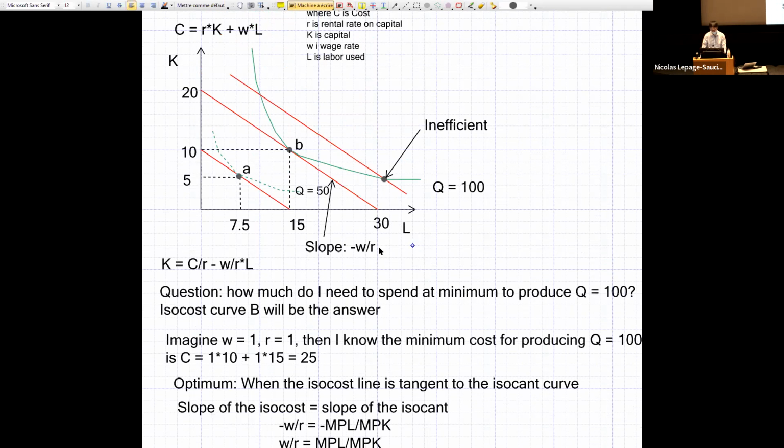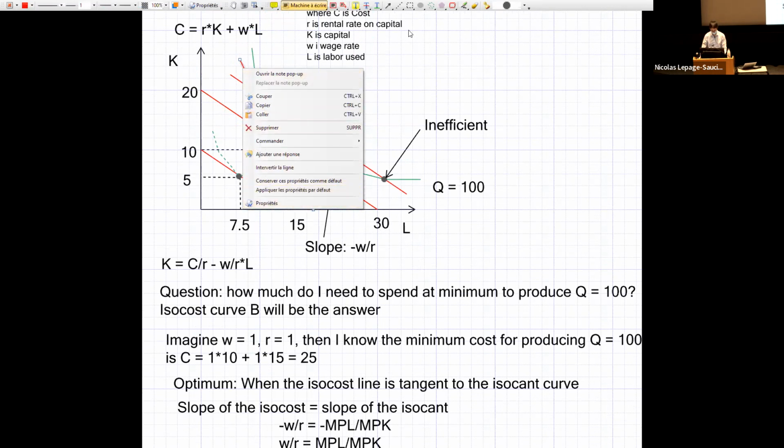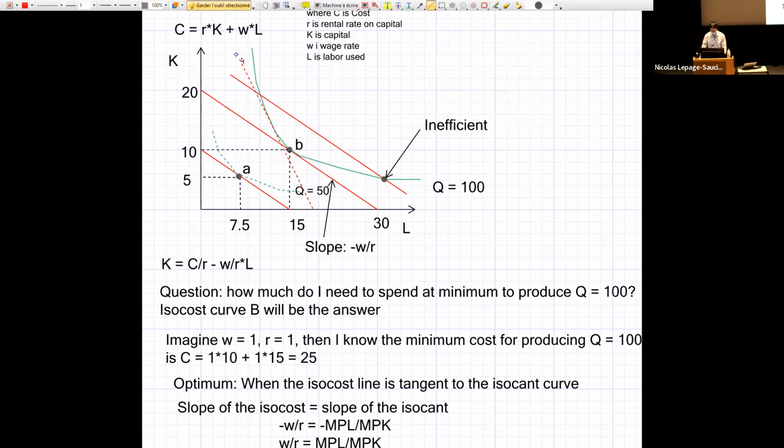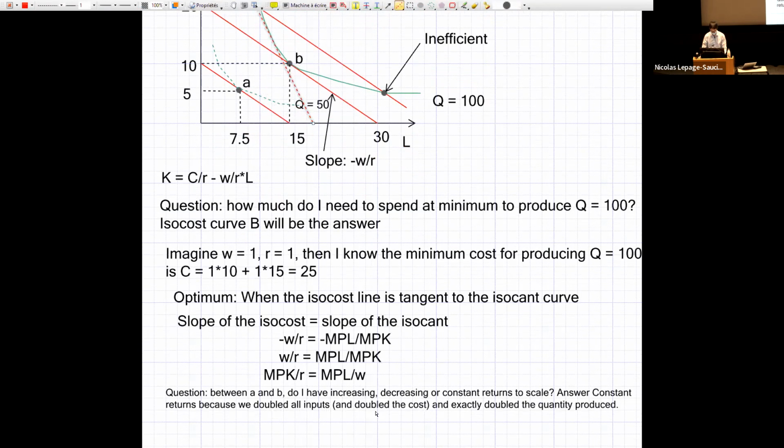Question. So imagine that the relative price between labor and capital changes. So for instance, imagine this goes here and this goes here. So let's have this be this one there. Here more expensive, or it could be less expensive too, more expensive. So labor. So why do I know it's labor that's more expensive?